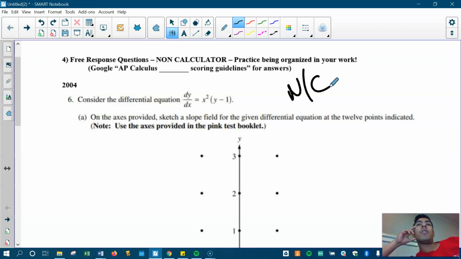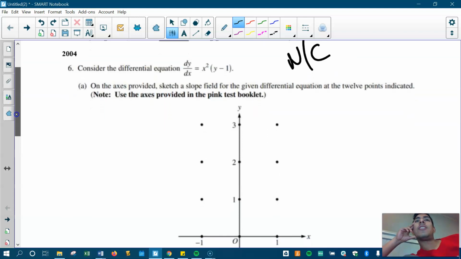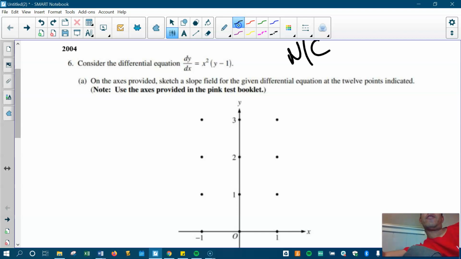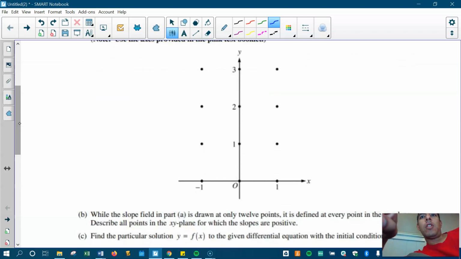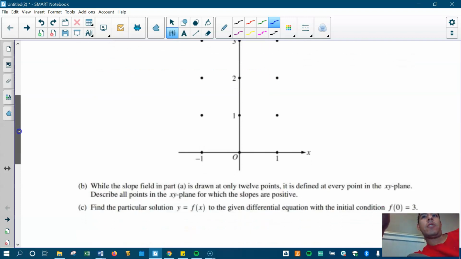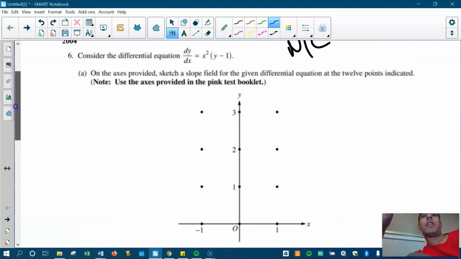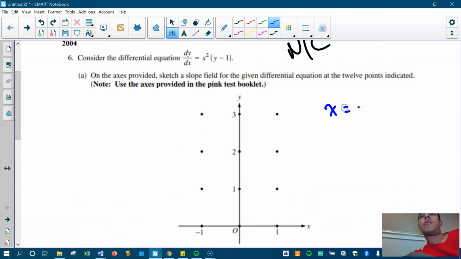It says, consider the differential equation dy/dx equals x squared times (y minus 1). Sketch the slope field. First thing I notice, I need to put the slope of the original function based on the derivative at every single point, all 12 points. So first thing I notice is that when x equals 0, y prime equals 0. When x equals 0, it doesn't matter what y is, the slope is 0. So anywhere x equals 0, that's going to be this line.